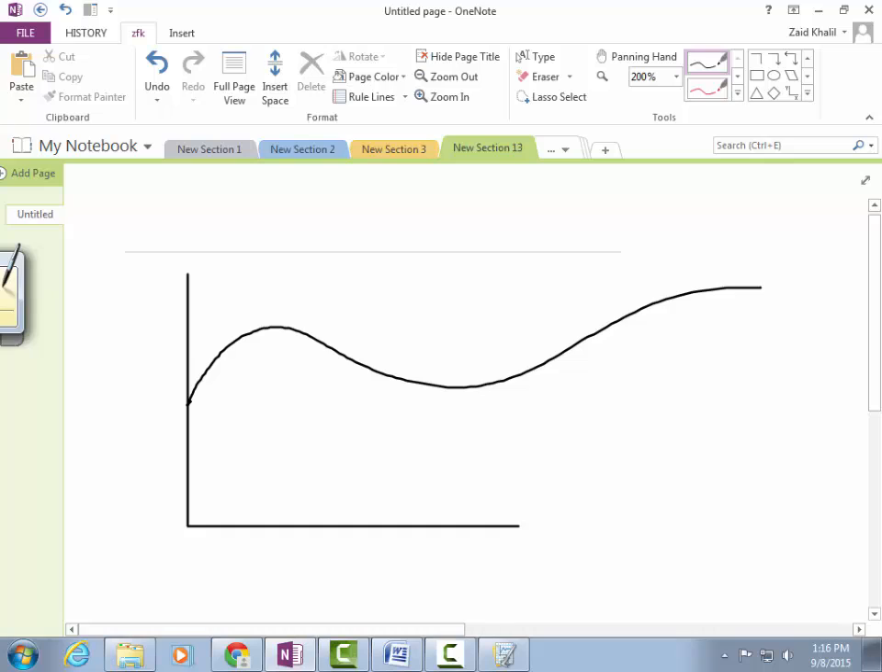And I were to pick a sequence of points. This is x, this is time. Let's call this point T1. Let's call this point T2. Let's call this point right here T3. And I were to ask you to find the instantaneous velocity at T3. How would you do it?